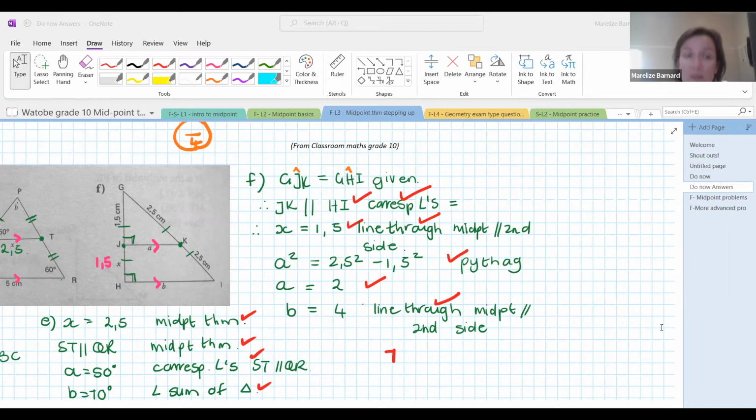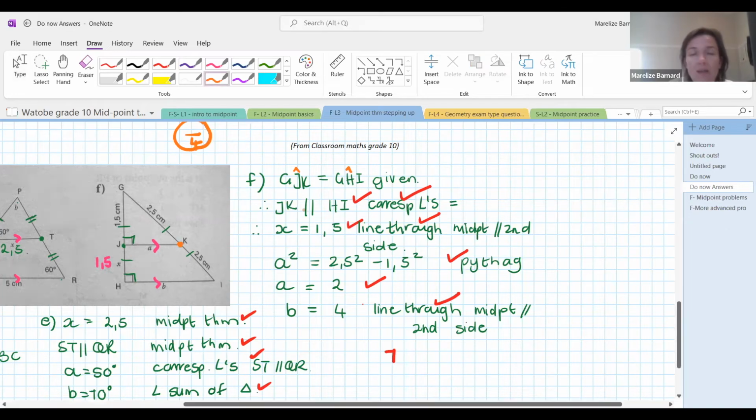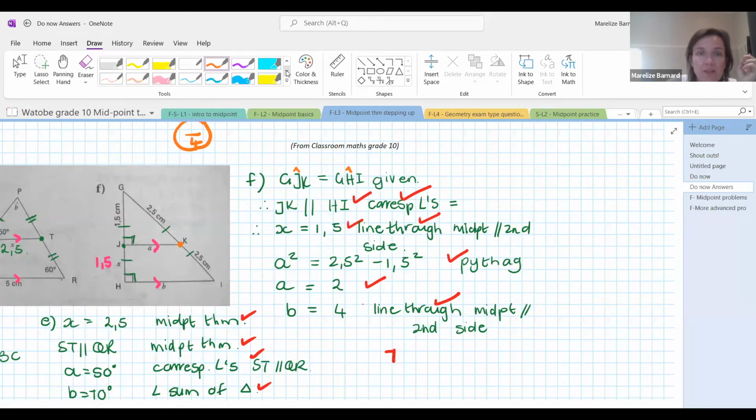We were given one midpoint, which was K, but to go straight to midpoint theorem, like we did in the previous two questions, we need both midpoints. So just make sure you understand that reasoning, that because of those angles that are equal, we can say that the lines are parallel, because those two angles are actually corresponding.